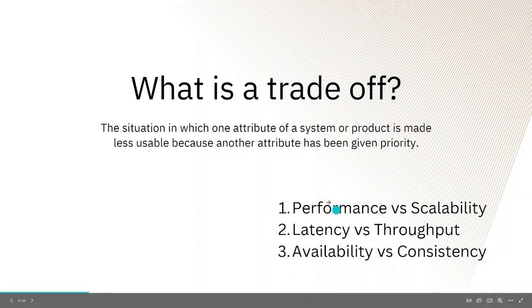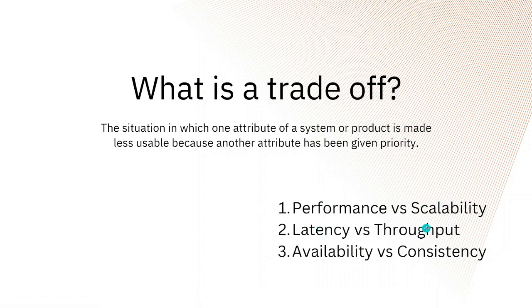So the three trade-offs in system design we have are performance and scalability, latency versus throughput, and availability versus consistency. The trade-off says that either we can choose performance or we can choose scalability. So we cannot have both of these factors together after a certain point of time. Same with latency and throughput, and availability and consistency. So let's understand each of them one by one.